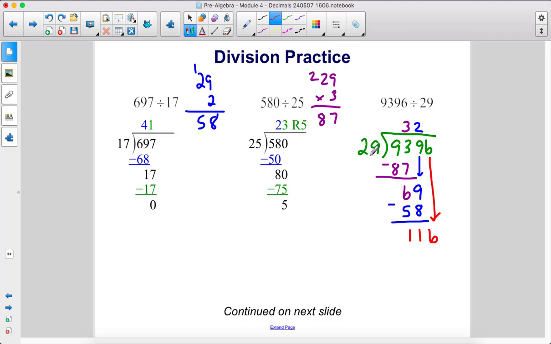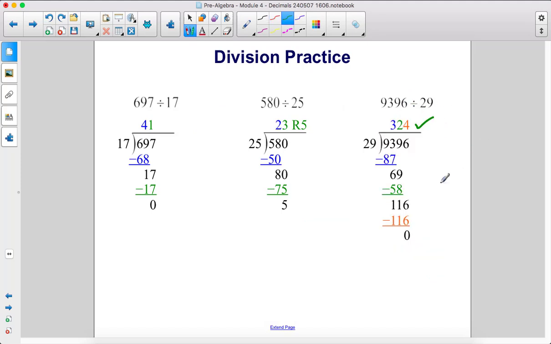I think it should be, let me see, is 4 too big of a number? I'm going to try. Oh my gosh, look at that. 29 times 4 is 116. So I'm going to put the 4 up here. 4 times 29 is 116 with a remainder of 0. The answer is 324. And there you have it.